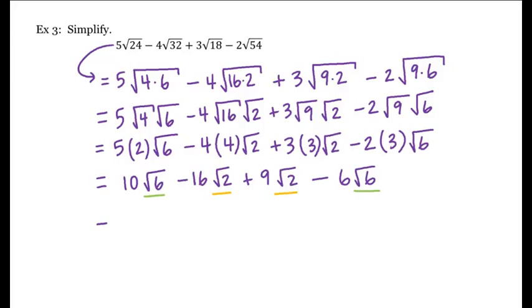That is, 10 square root 6 minus 6 square root 6 would leave us with 4 square root 6. And then negative 16 square root 2 plus 9 square root 2 would be minus 7 square root of 2, which is our answer.